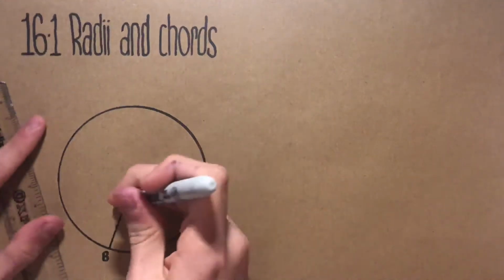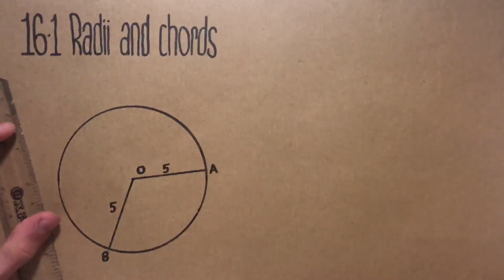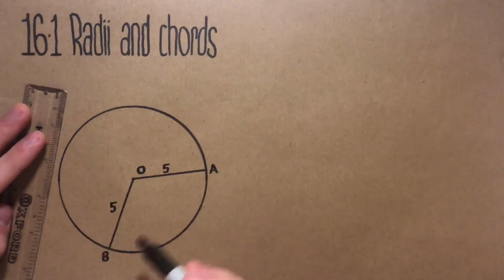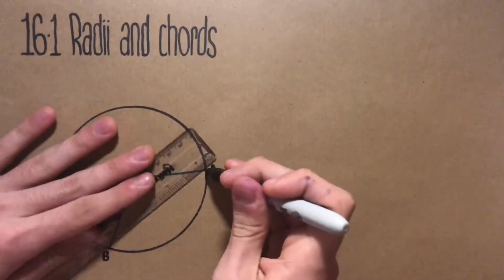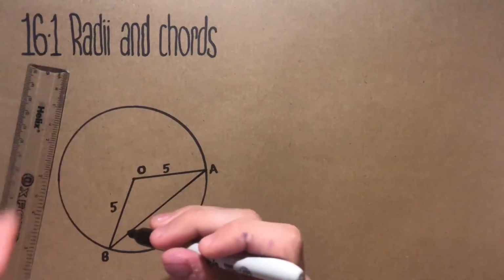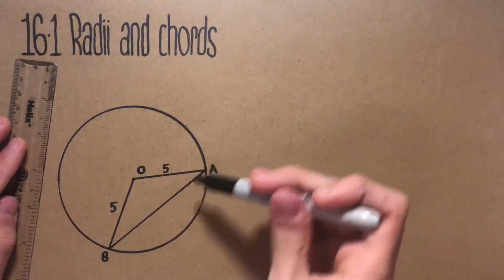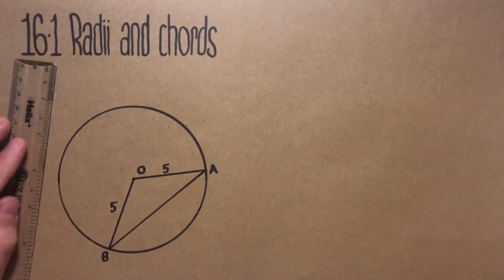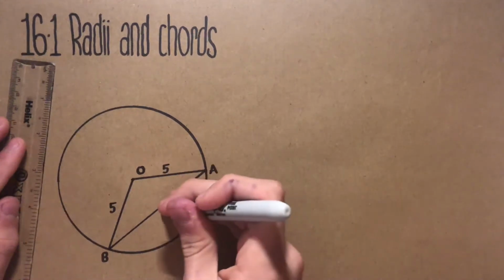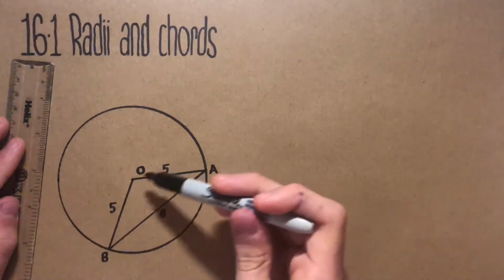And I'm going to call the radius 5 centimeters each. Now, I can connect point A to point B with a chord, like so. A chord is simply a line drawn from one point of the circumference to another. I can call the chord 8 centimeters. Now we have a triangle.